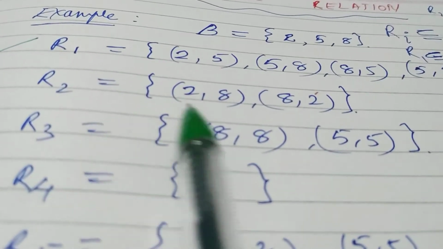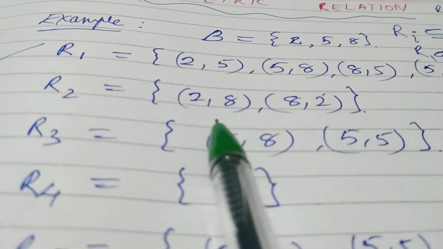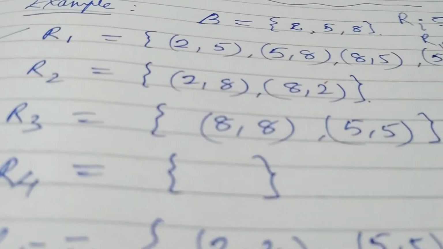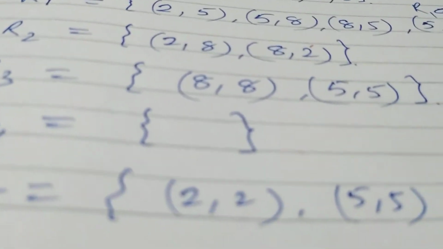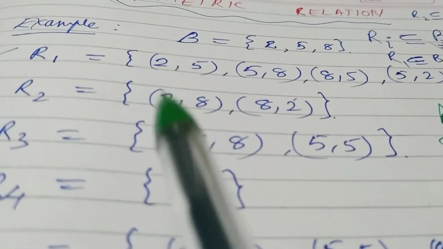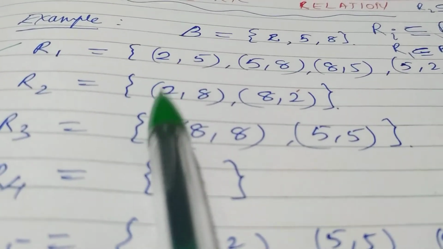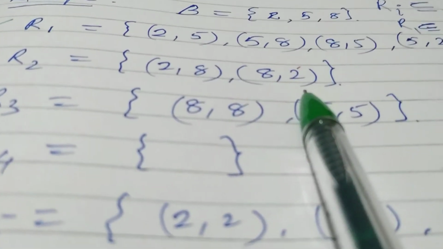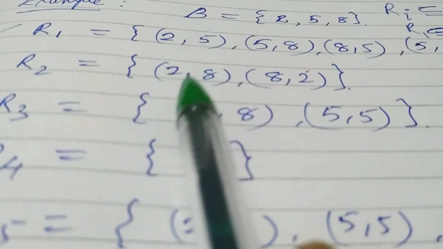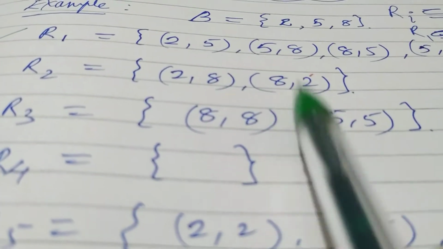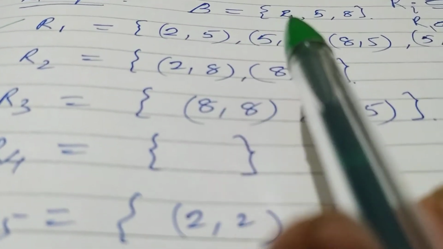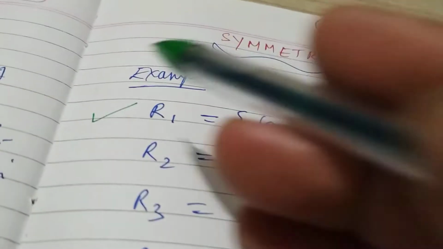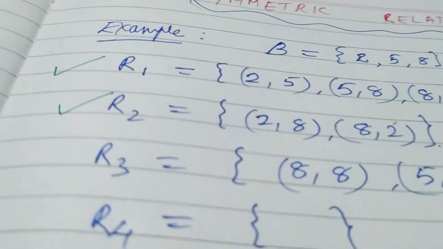Then second, R2, straight away it shows that it is a symmetric relation, although it may or may not contain other ordered pairs. We are least bothered. But once it contains an element (x,y), which implies the presence of (y,x), then definitely the forward and reverse ordered pairs are present. (2,8) implies (8,2) to be present in R2, hence it is symmetric.